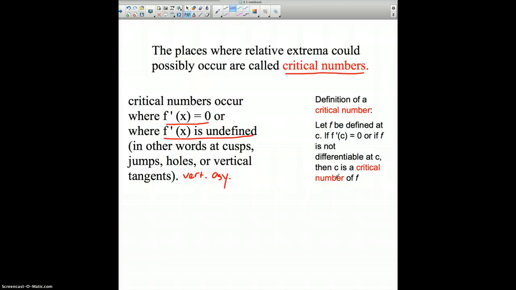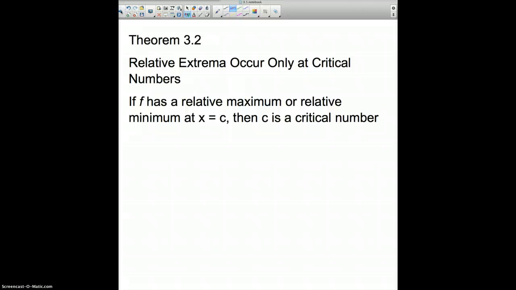Then c could be a critical number if the derivative equals 0 or if the function is not differentiable, so if the derivative is undefined. Those are two possibilities, the only possibilities, where a graph could have a possible max or a min, except at endpoints if we're talking about closed intervals.